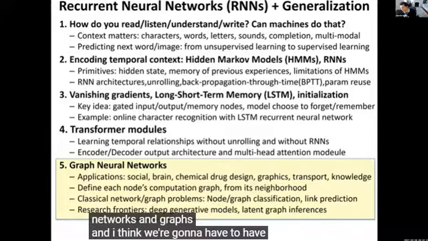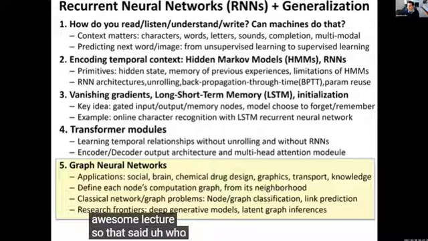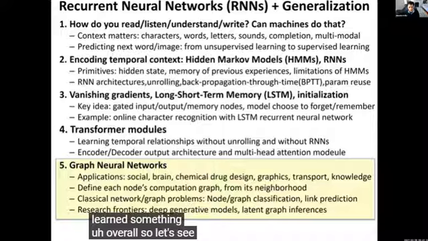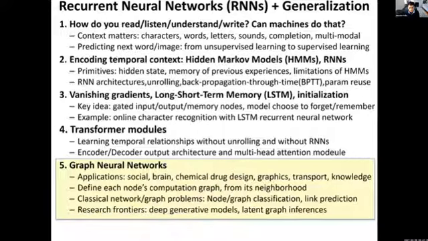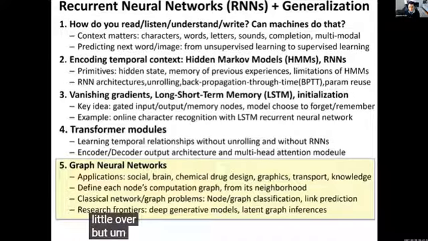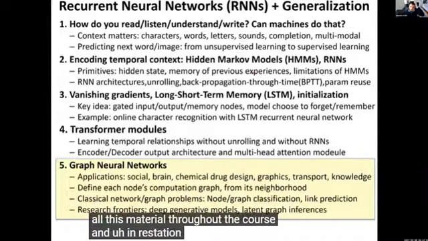And I think we're going to have Neil back for the second half of his awesome lecture. So with that said, who feels that they've learned something overall today? Let's see. Lovely. Good. Well, thank you all for sticking around over time. Sorry that we ran a little over, but we will have plenty of chance to review all this material throughout the course and in recitation and also in the more advanced modules of the class.